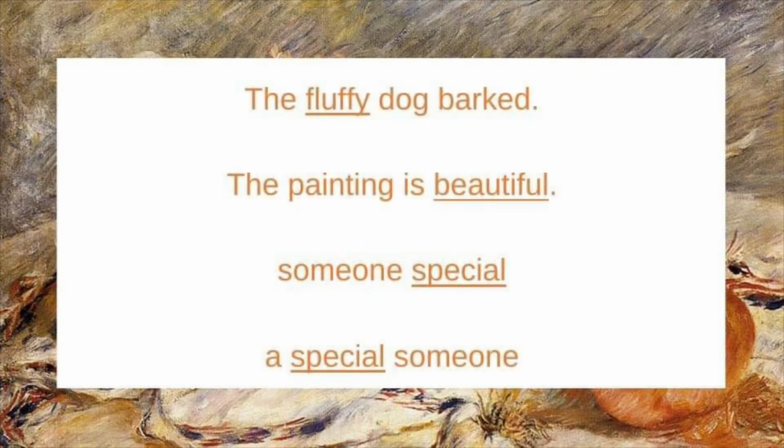In "The fluffy dog barked," the word fluffy is an adjective that describes the noun dog. In "The painting is beautiful," the word beautiful is an adjective that describes the noun painting. Adjectives also describe pronouns. For example, in "Someone special," the word special is an adjective that describes the pronoun someone. In "A special someone," the word special is again an adjective that describes the pronoun someone.